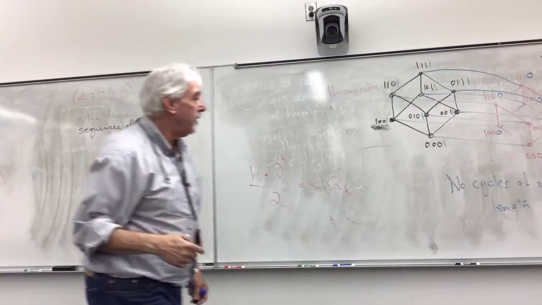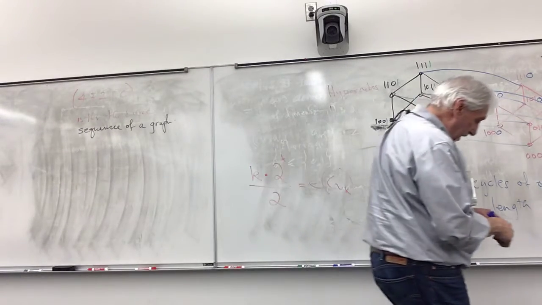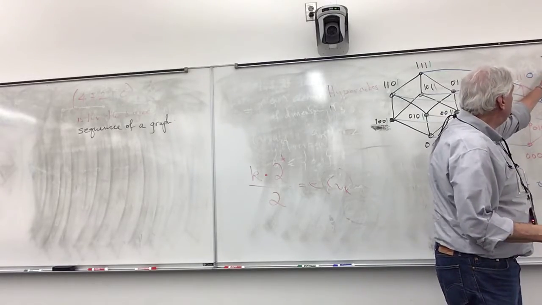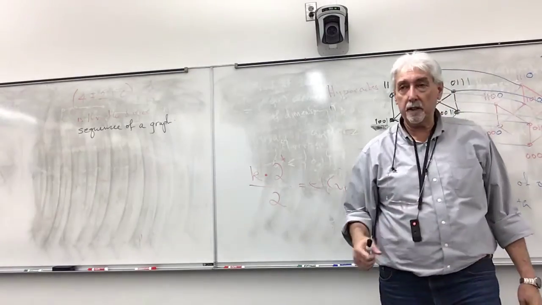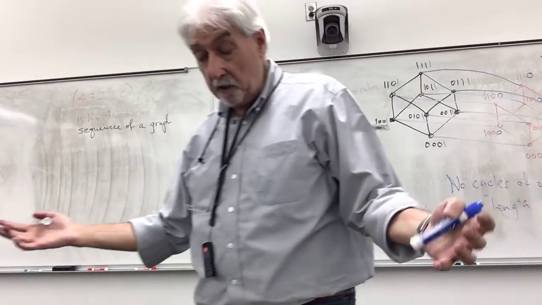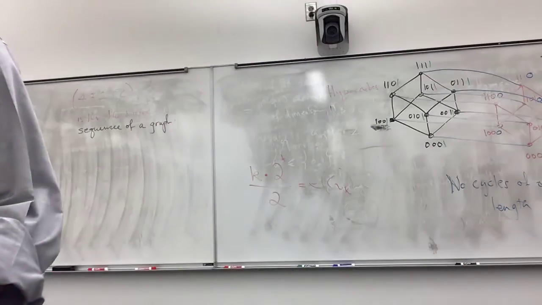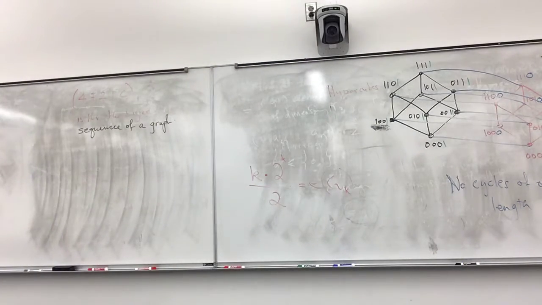So this is a sequence of 7 threes. Sounds like it should be the degree sequence of a graph, but in fact, the sum of the degrees needs to be even. It has to be twice the number of edges. That's why it's even.